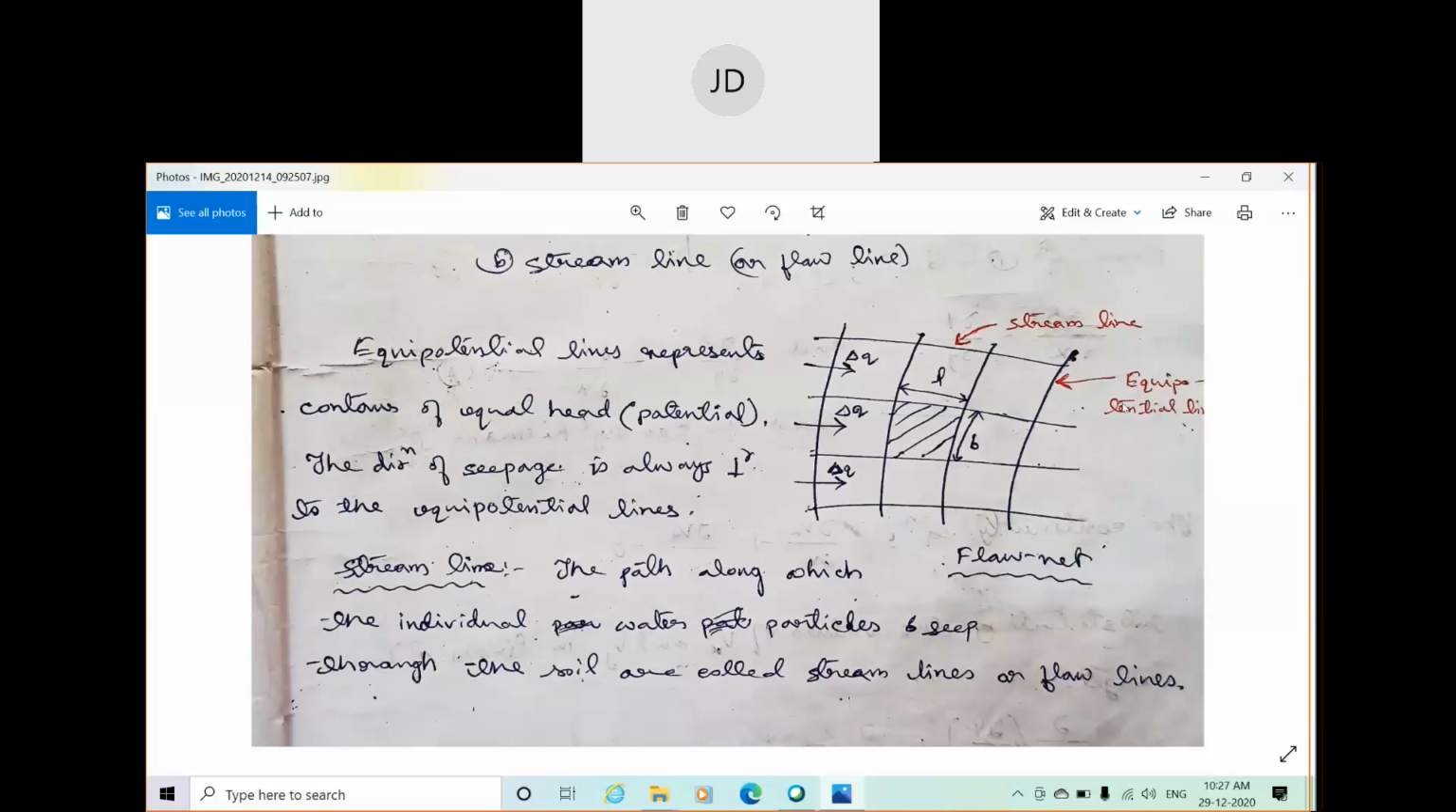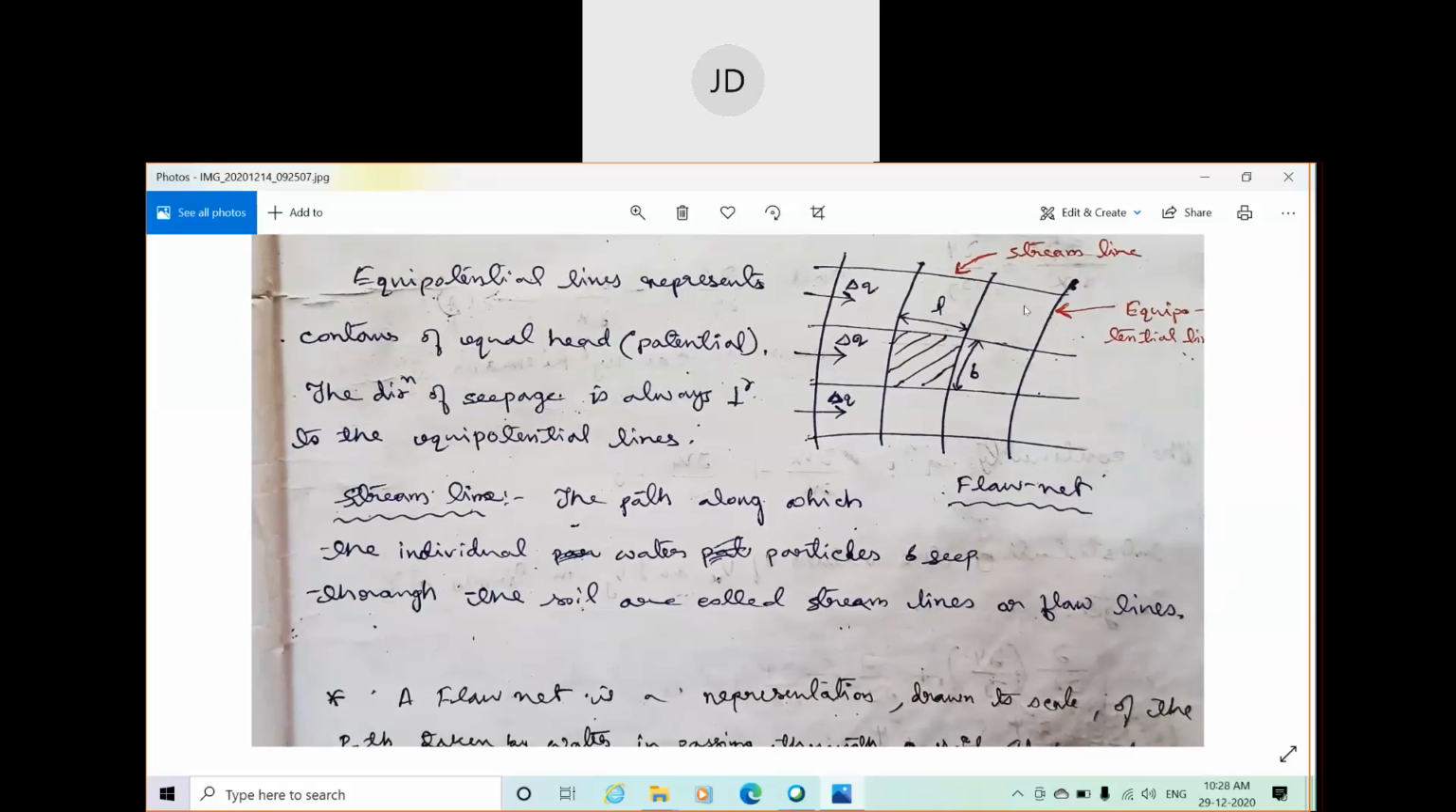And why are they known as equipotential lines? We have discussed that at every section the potential drop is the same, that is, the head drop is the same. That's why they are known as equipotential lines. That means the hydraulic head or potential drop between these 2 points is the same as here as well as here. Okay, equally distributed. The potential head drops are equally distributed in this manner.